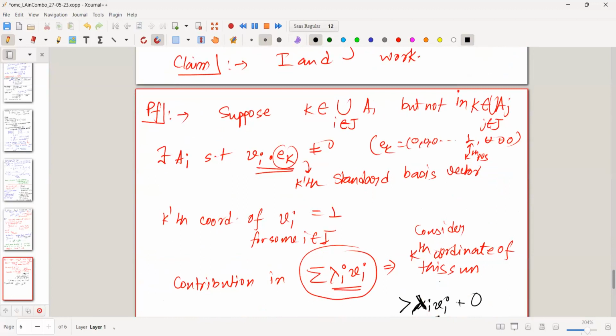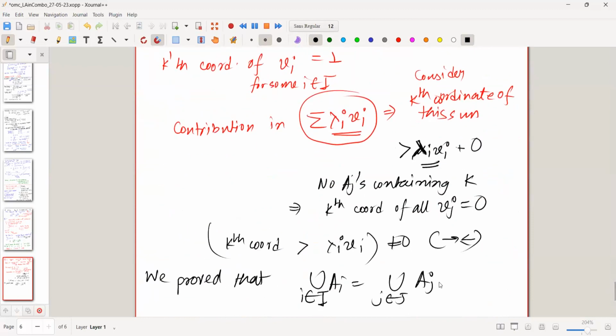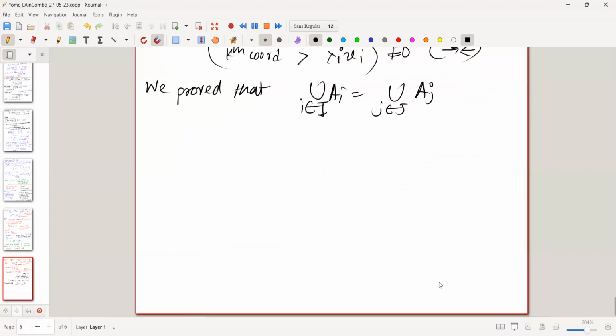Why? Suppose some element k is in the union of the Ai's but not in the Aj's. Then there is some set Ai containing the element k. In particular, the Vi has kth coordinate non-zero. But then when you consider the contribution in summation lambda i Vi, there is no negative contribution, because the only negative contribution could have come from the lambda j's, but you know that the kth coordinate there is just 0 because none of the Aj's contain k. So is the proof for this problem clear?